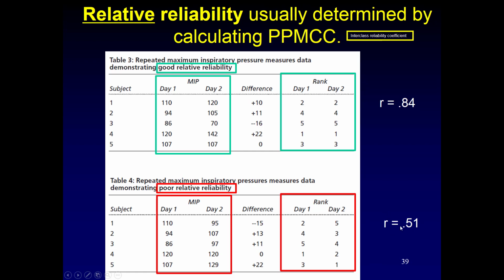So this is relative reliability. We can establish that using the Pearson R. We can also use the ICC, or the intraclass correlation coefficient. It gives you an idea of where in the group you are positioned as you go from trial 1 to trial 2 of the test.